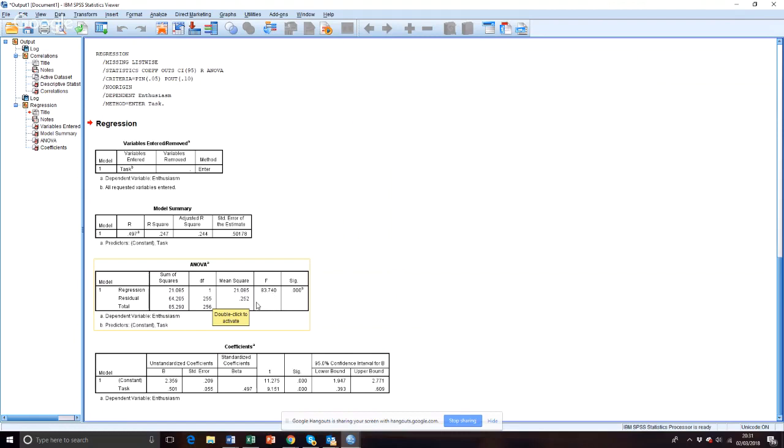And then our F ratio is essentially the ratio between the mean square for the regression and the mean square for the residual. And of course, the larger the F, the more likely we are to have a significant effect. And you can see here that we have a highly significant regression model. That is to say that task orientation essentially predicts substantially meaningful amounts of variability in enthusiasm.